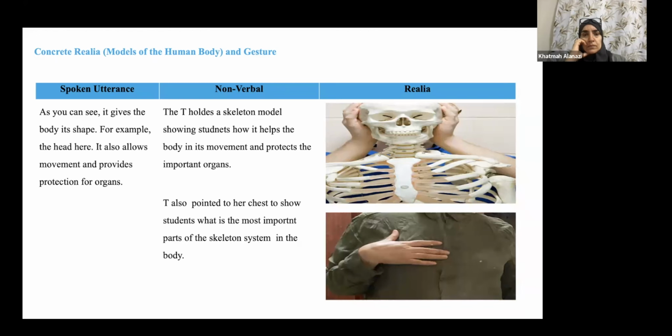They use models of a human body to explain the parts of the body system, for example, the skeleton system, as you can see here in this slide, or to explain procedures in the digestive system. In this slide, you can see how the teacher holds this model to show students the most important parts of the system and how it helps the body in its movement and protects important organs. In the second picture, she also uses her body language, pointing to the chest to show students the part of the system which protects the heart.